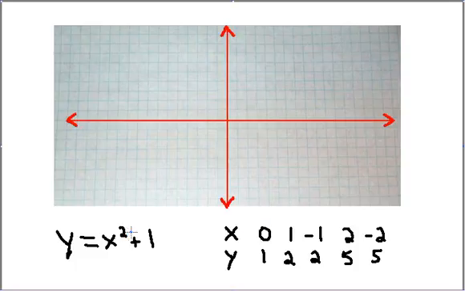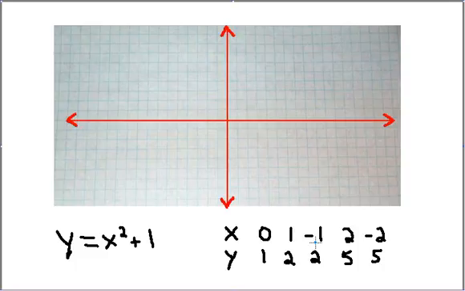When x is 0, 0 squared is 0, 0 plus 1 is 1, so when x is 0, y is 1. When x is 1, I put that in. 1 squared is 1. 1 plus 1 is 2, so when x is 1, y is 2.